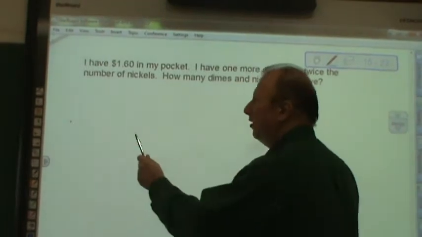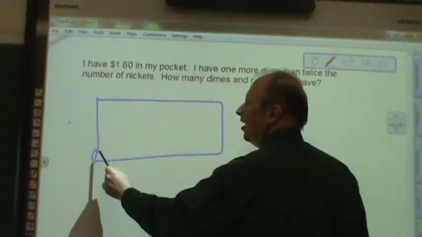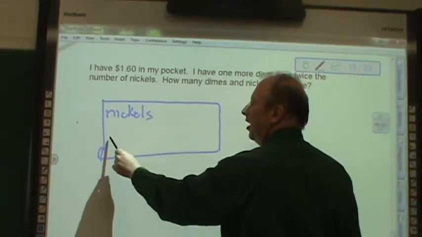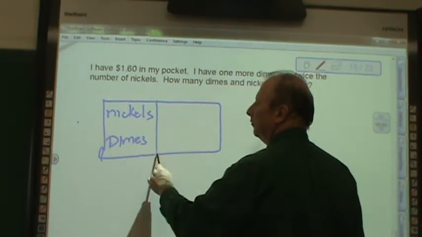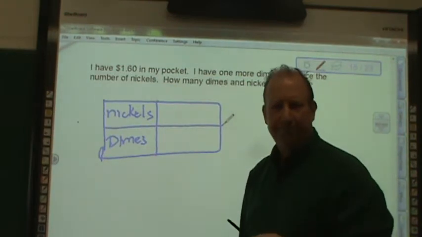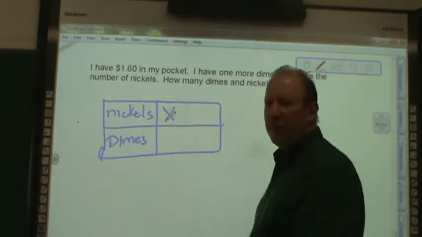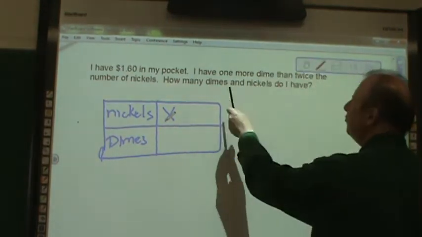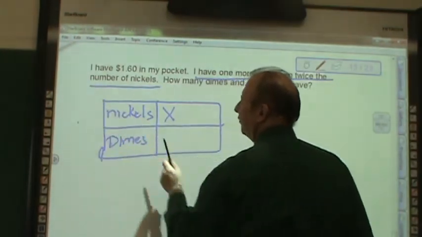Let's look at me labeling my diagram, setting up a key. What do I have? I have nickels, and I have dimes. Do I know how many nickels I have? No. Let's call it X. Do I know how many dimes I have? Again, the answer is no. However, I do know something. I have one more dime than the number of nickels.